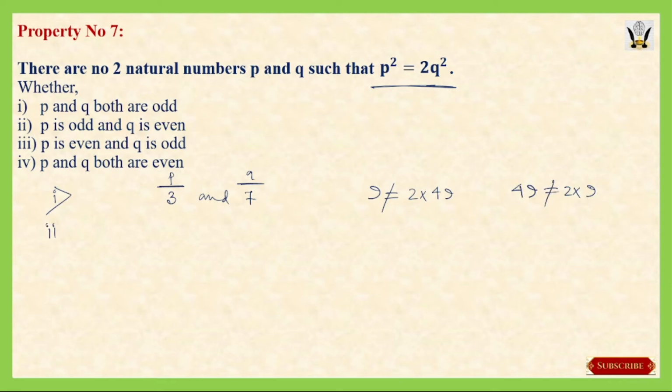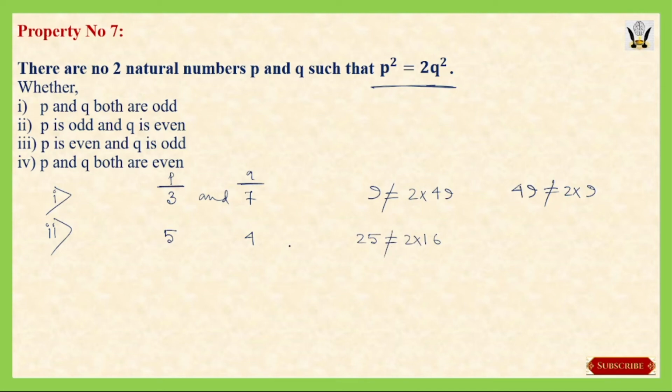Now for the second case, if we choose p odd and q even, suppose p is 5 and q is 4. So 5 square means 25, 4 square means 16, and multiplied by 2, it will be 32. 25 is not equal to 32.